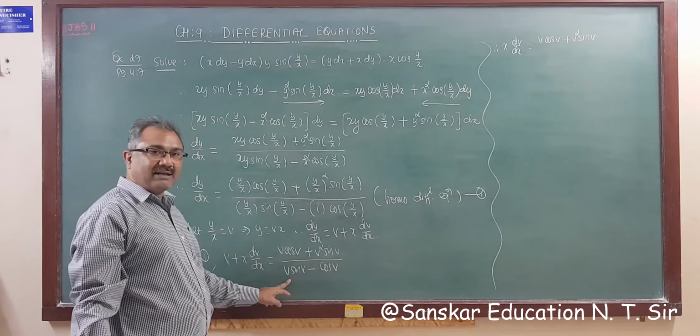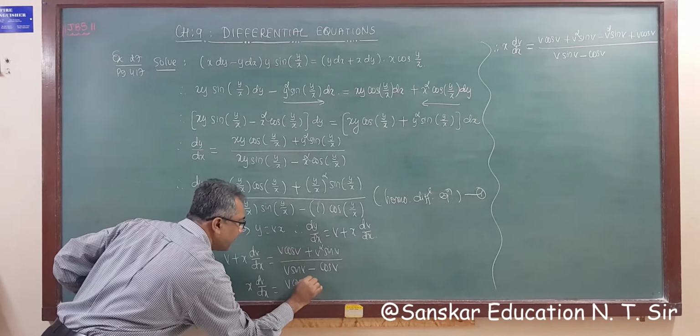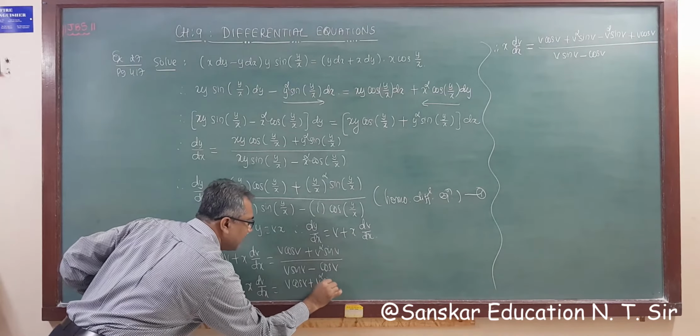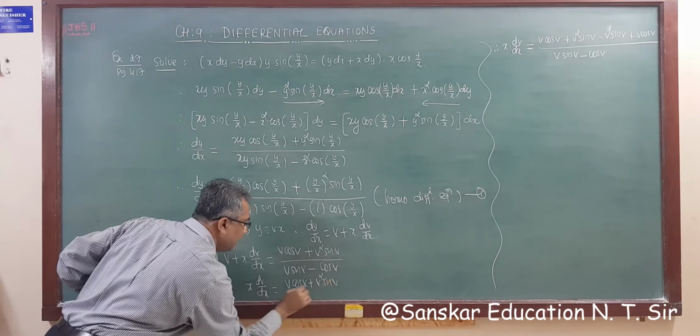So v is minus and this is minus, so minus minus plus v cos v whole upon, what we get, v sin v minus cos v. Got it? पता चला ना क्या किया हमने? ऐसा किया, देखो x dv by dx is equal to v cos v plus v square sin v whole upon v sin v minus cos v and then minus v.